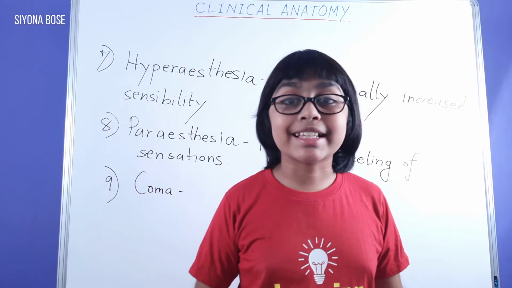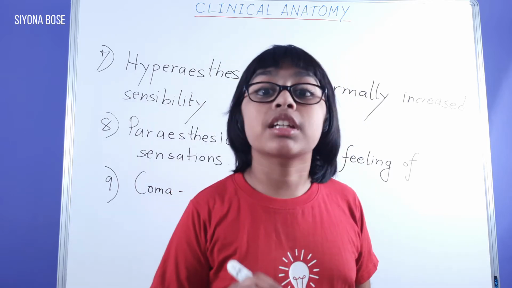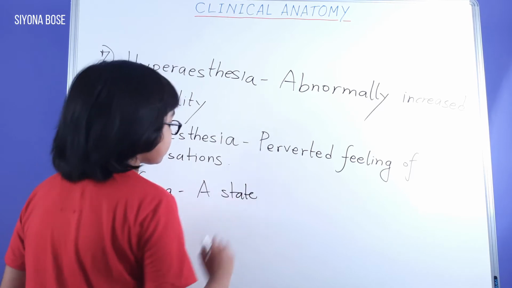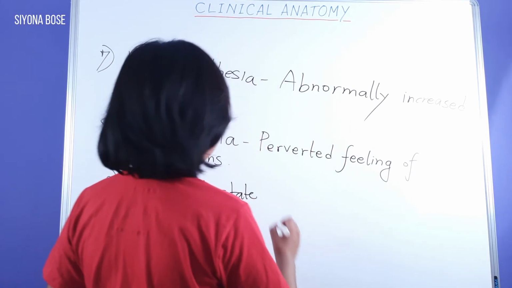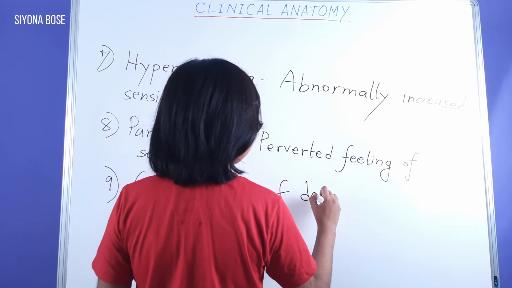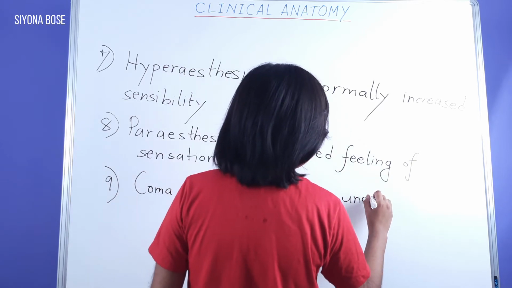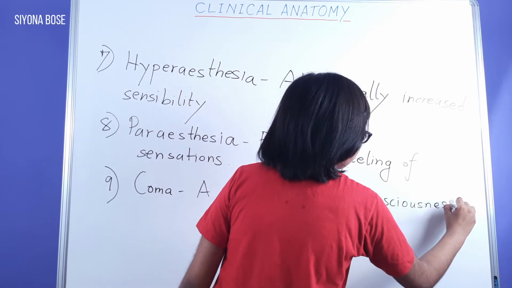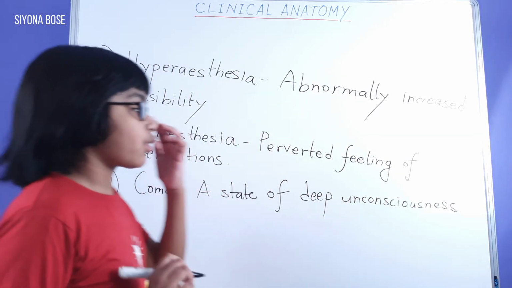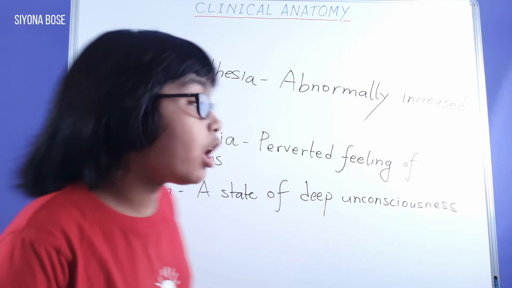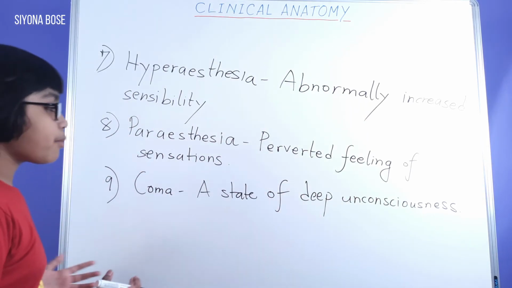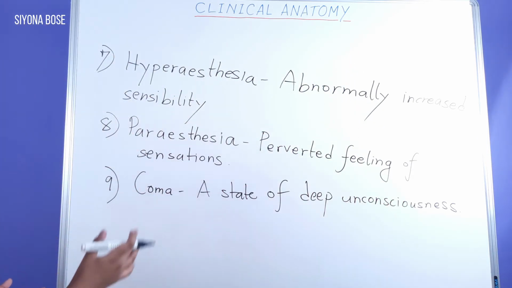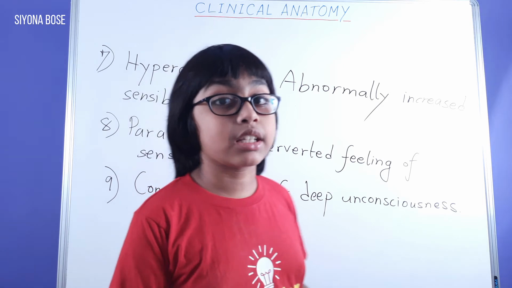Next we have a very common term, coma. Coma is basically a state of deep unconsciousness. You must have heard people stay in a coma for months to years. Some people may even stay in a coma for 10 to 15 years. It's such a state of deep unconsciousness.